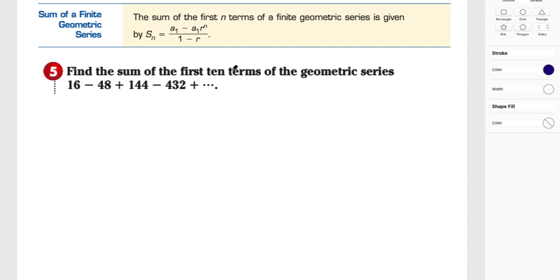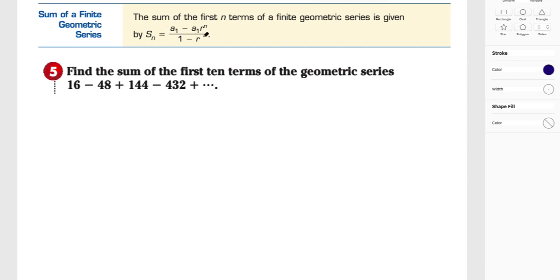Find the sum of the first 10 terms of the geometric sequence. So we want to know the sum. The formula we're given is here. S sub n is equal to the first term minus the first term minus the last term, right? So the difference between, oh, nuts. Let's pause that.